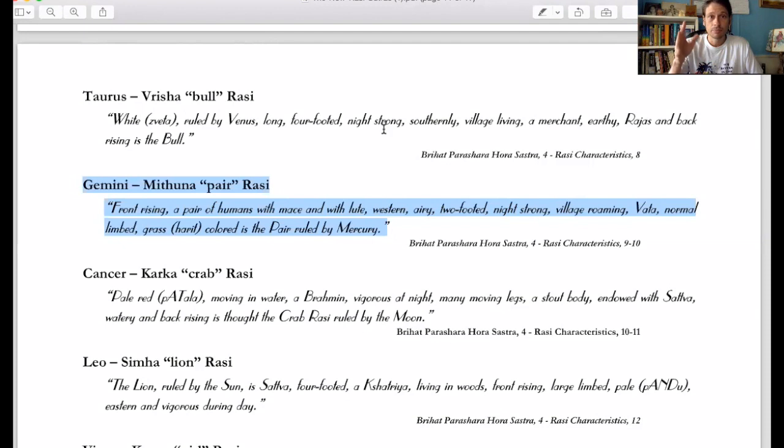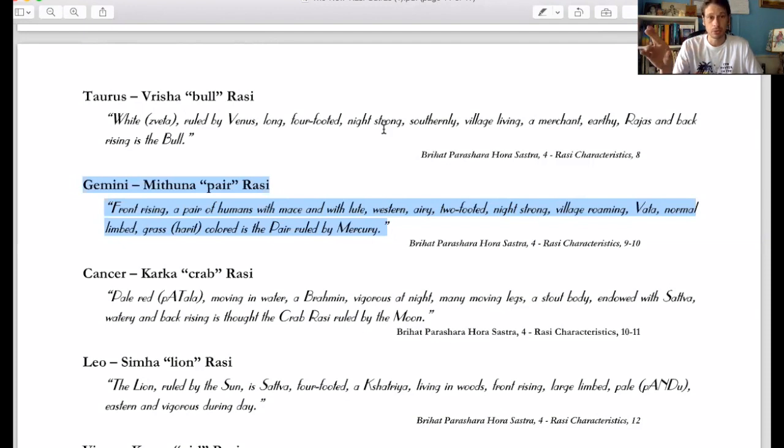So Gemini is a dual sign. It's very adaptable, very versatile, and it changes very easily depending on other things. It's possibly the most changeable, sensitive, erratic sign. And it is a wind sign, and the wind signs are Vata in nature, which is irregular and erratic. So Gemini, Mithuna, the pair Rashi, or the twin Rashi.